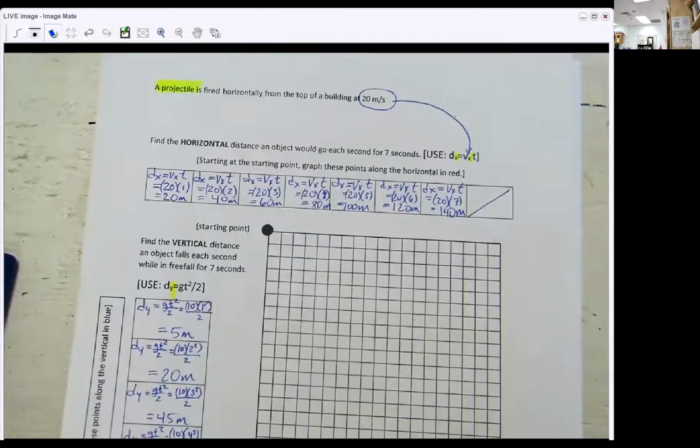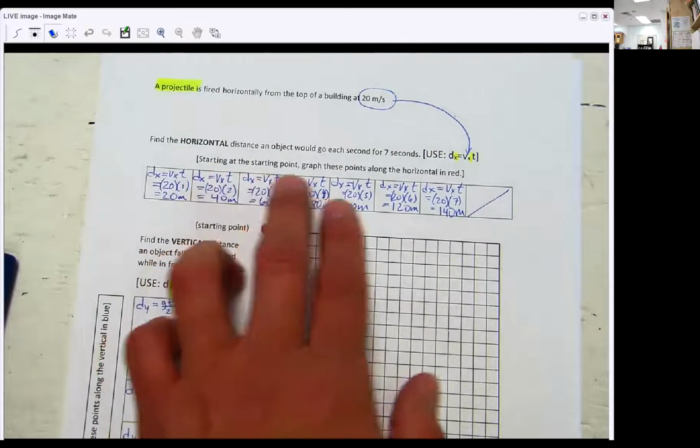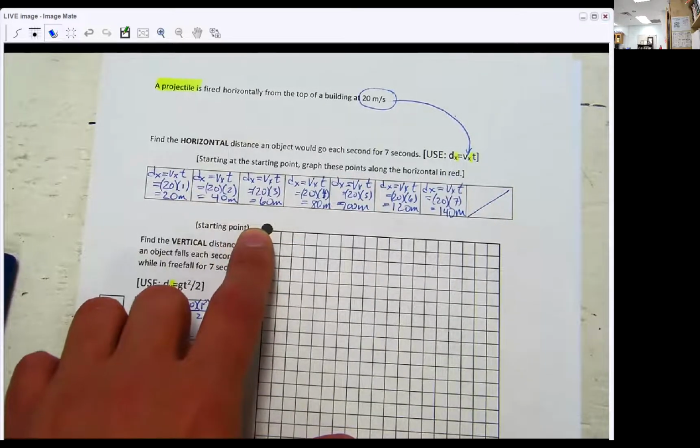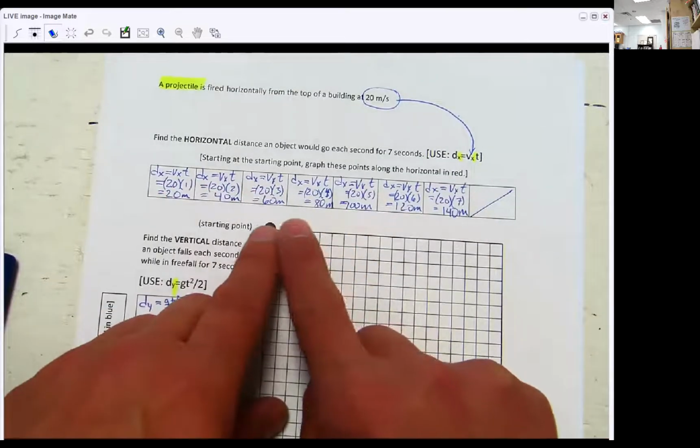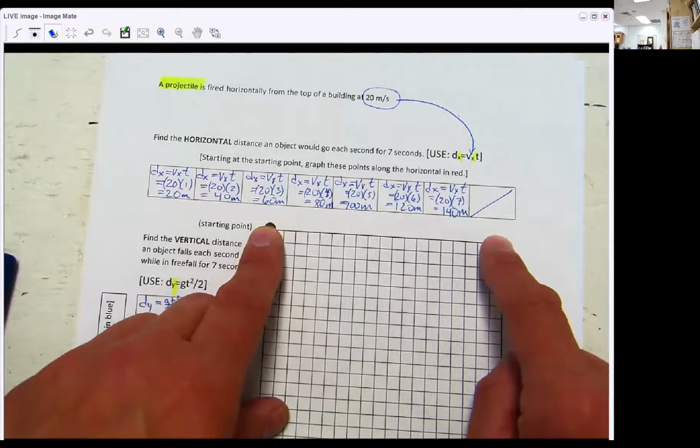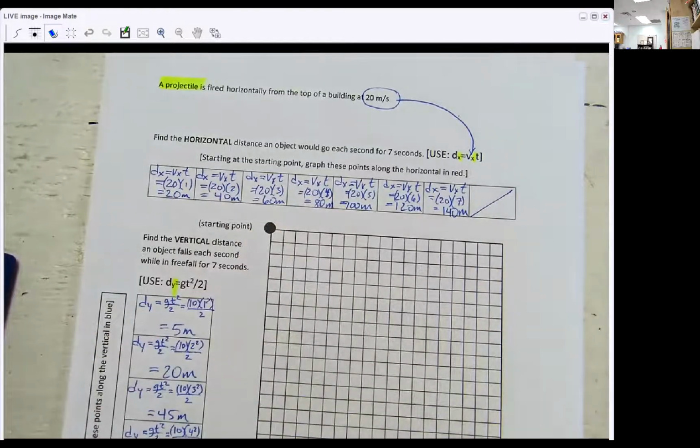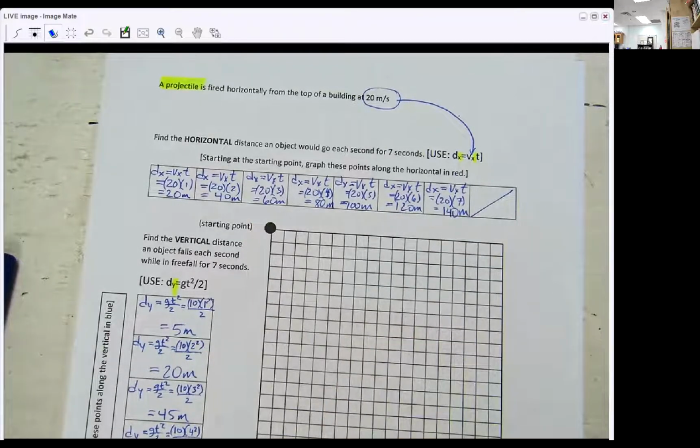So it says, starting at the starting point, graph these points along the horizontal in red. So we have a starting point, and we're going to graph these points along this horizontal here. If you have a pen or a marker, you can use that. If not, you can get one up here at the front, a marker or a colored pencil. It doesn't have to be red. It can be orange or pink or something like that. Just some color that you can use to go across the top. I find that the different colors allow it to stick in your head a little bit more when you're looking at the different components. So go ahead and grab one of those, and we'll start to graph these.